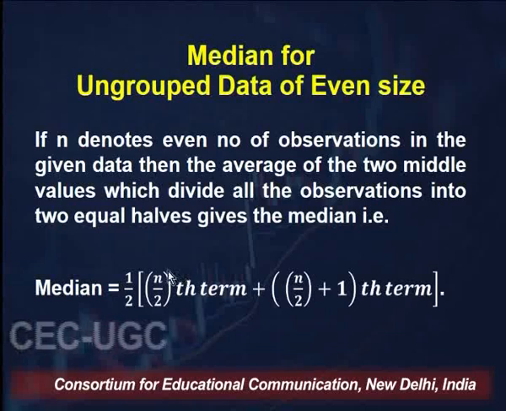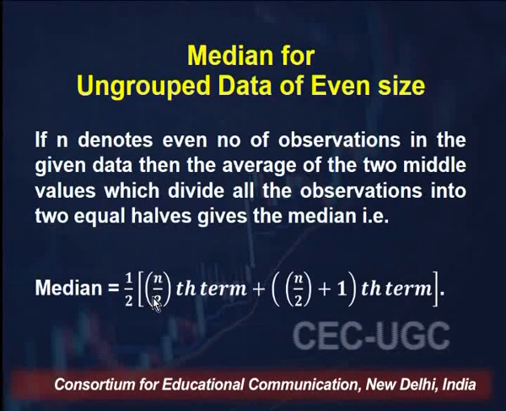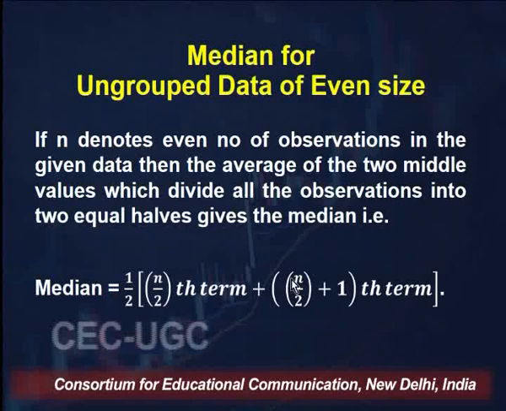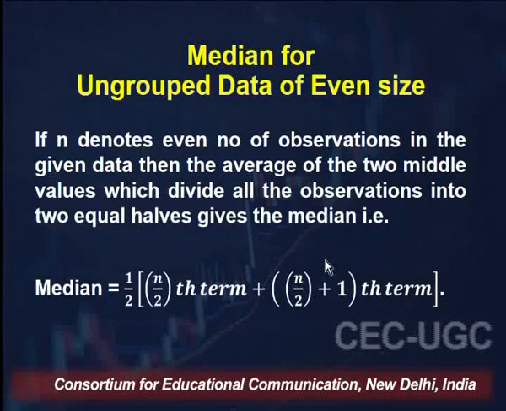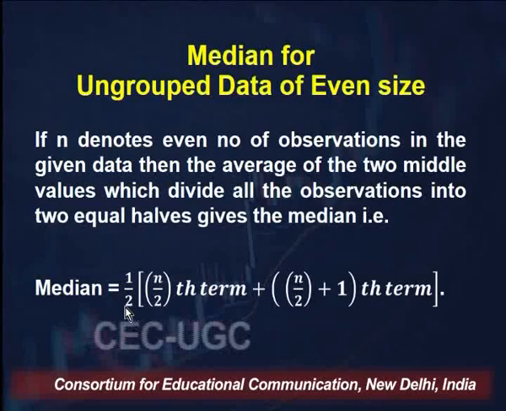So again, since my n is even, I will locate the n by 2th term, and I will locate the n by 2 plus 1th term. Remember earlier it was n plus 1 by 2, here it is not that. First find n by 2 and then add 1 to it. Then you take the sum of these 2 terms and divide it by 2, and that will give you the median.